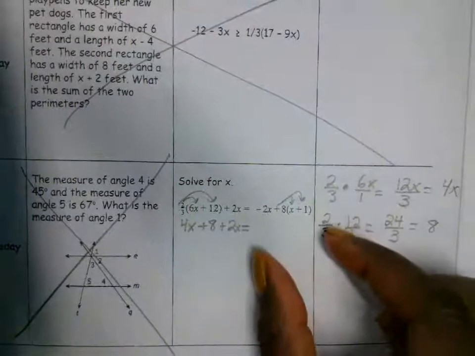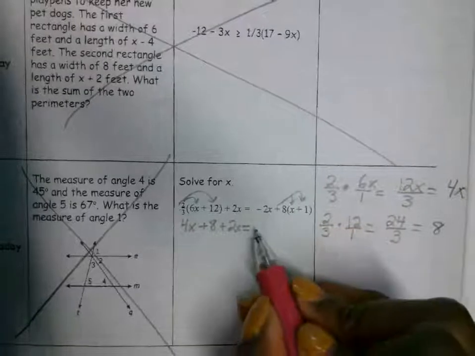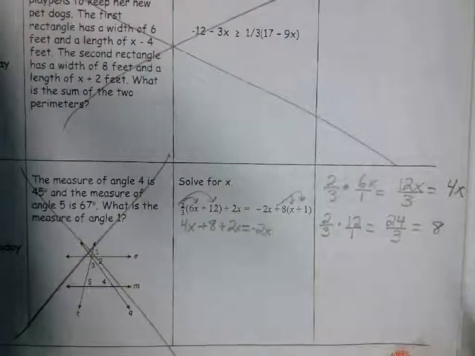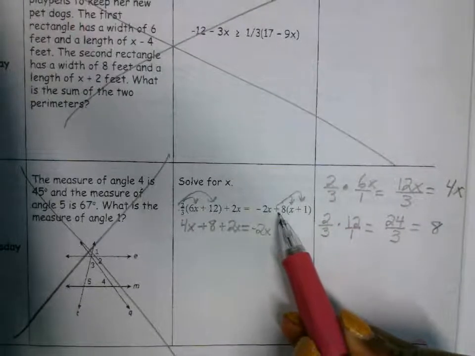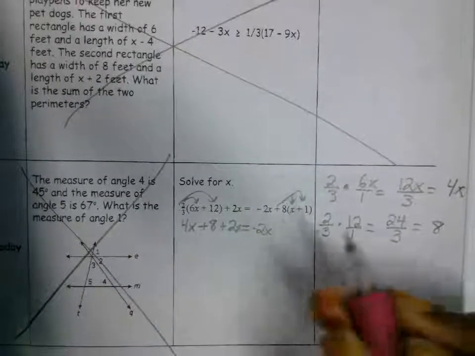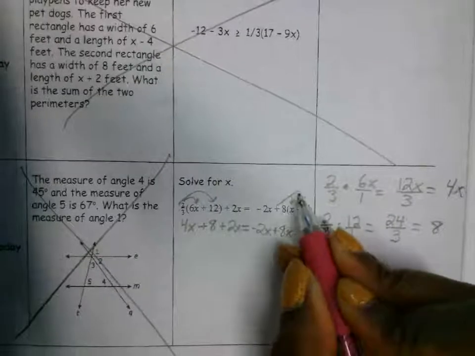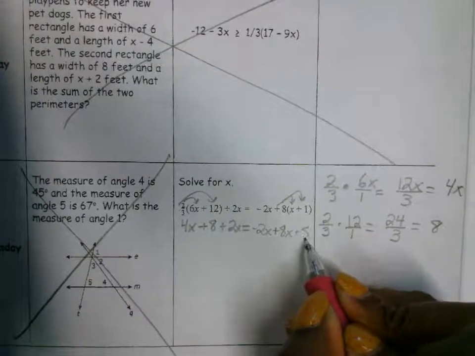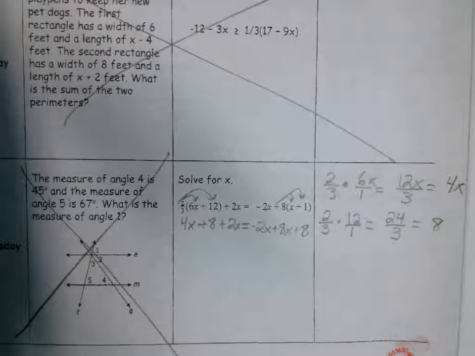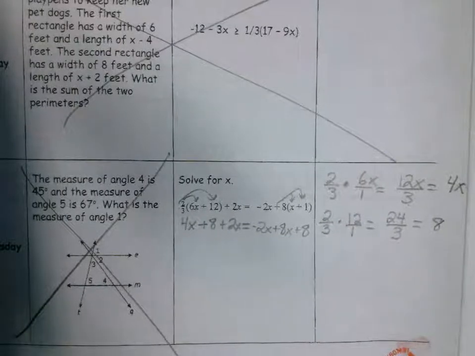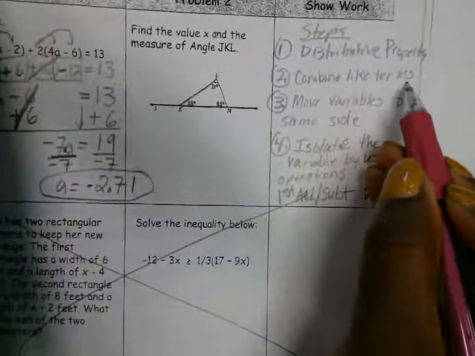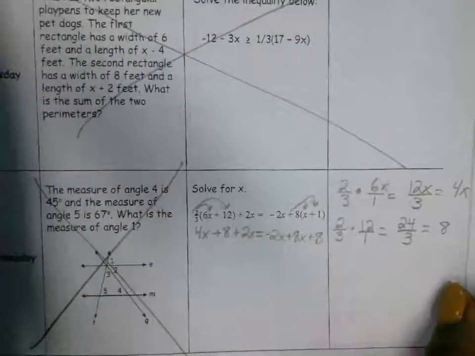Let's do the other side. Bring down the negative 2x, and let's do distributive property here. What is 8 times x? 8x. And then we have 8 times 1, of course, is 8. So now we did distributive property first. What's the next thing? The next thing is to combine like terms. So we're going to combine like terms on each side of this equal sign.